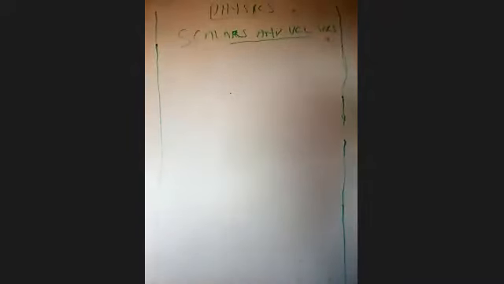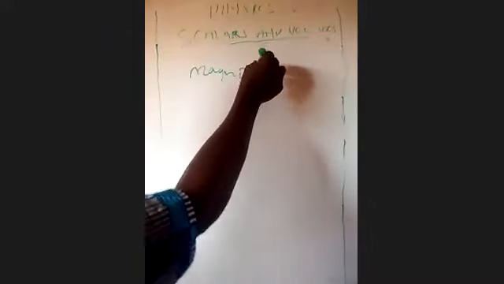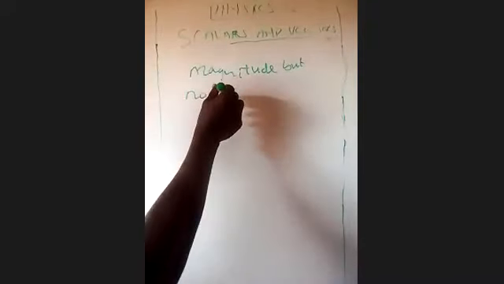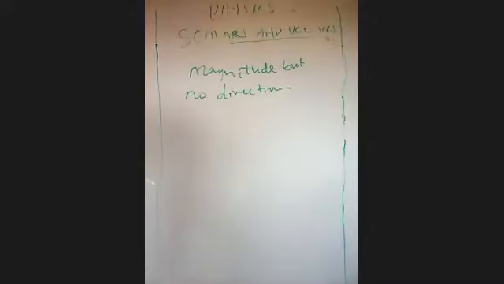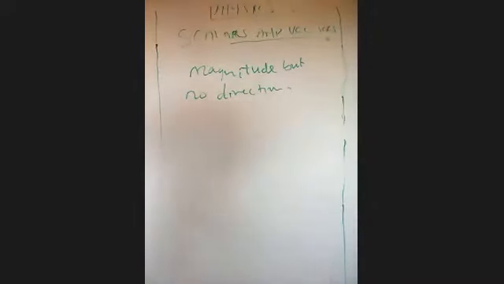What is a scalar quantity? A scalar quantity is a quantity that has only magnitude, but no direction. When we talk about scalars, they only deal with magnitude; there is no direction in them.